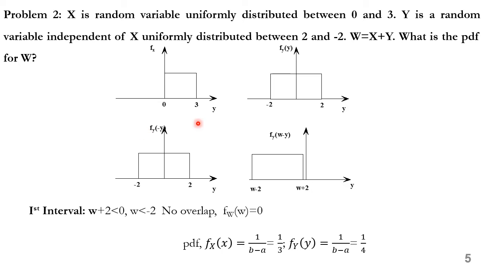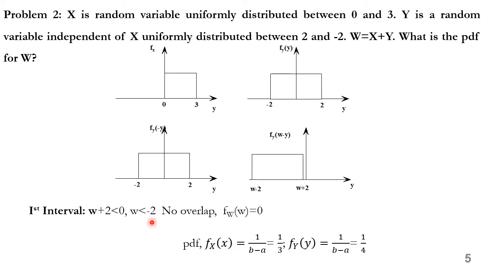Let us draw the PDF for x as shown here, and this is the PDF for y as shown here. PDF for x is equal to 1 by 3. PDF for y is equal to 1 by 4. Now, in order to obtain the PDF for w, we need to convolve y over x. So let us try to move this over this.